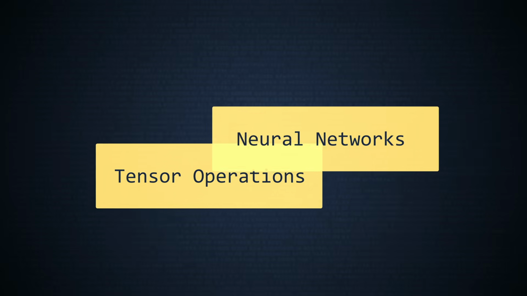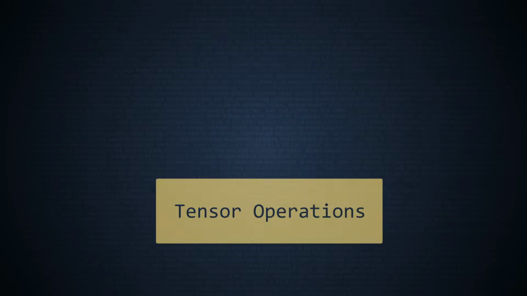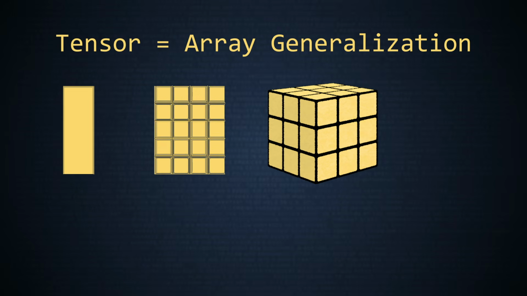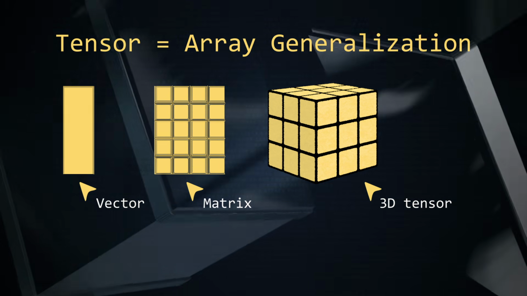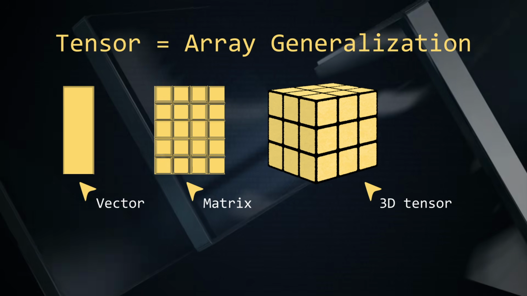Neural networks, at their core, are mathematical systems built on tensor operations. But what is a tensor? I am so glad you asked. A tensor is a generalization of arrays. A one-dimensional tensor is a vector. A two-dimensional tensor is a grid or matrix. Add another dimension, and you have a 3D tensor. Higher dimensional tensors extend beyond 3 dimensions, forming n-dimensional boxes.